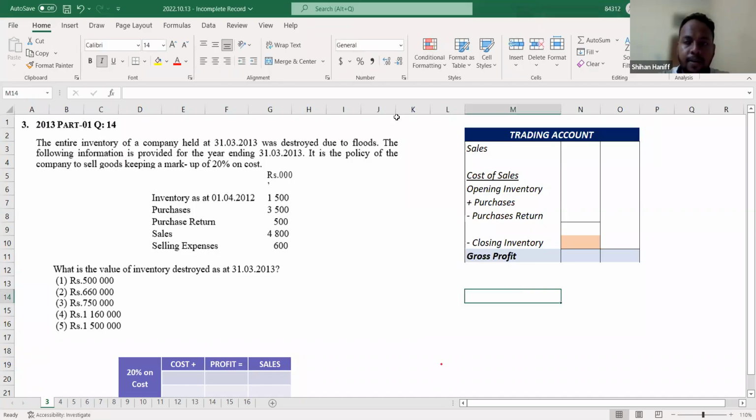So let's do this question. Especially when you are doing incomplete records, one of the important points that you need to understand is profit margin and markup. I have already given some explanation on profit margin and markup. If you missed that, I will share that again.